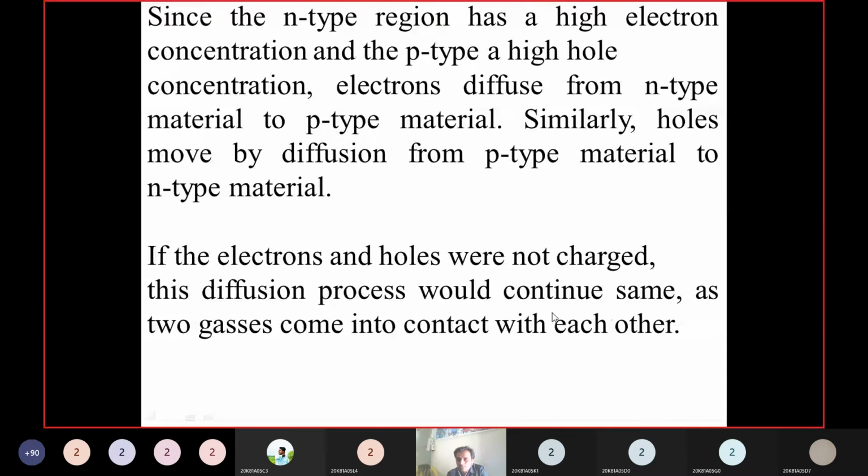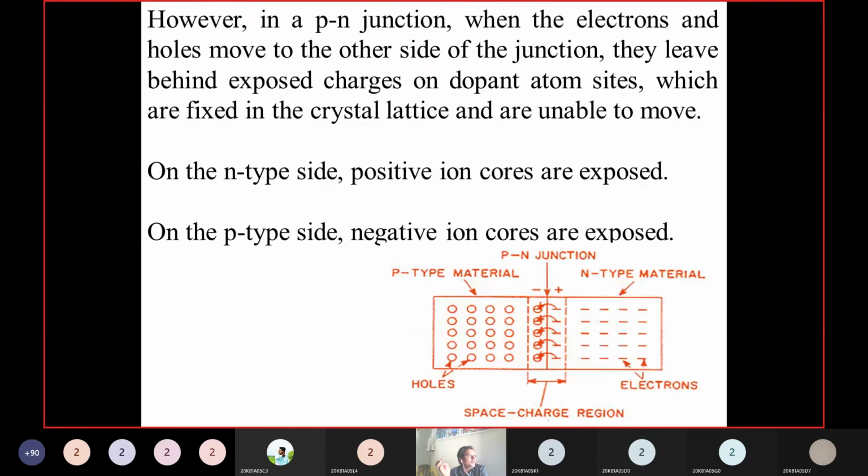Now, the diffusion process is also not continuous forever. Why will it stop? I will explain. See here. In a PN junction, when the electrons and holes move to the other side of the junction, they leave behind exposed charge on dopant atom sites, which are fixed in the crystal lattice and are unable to move.